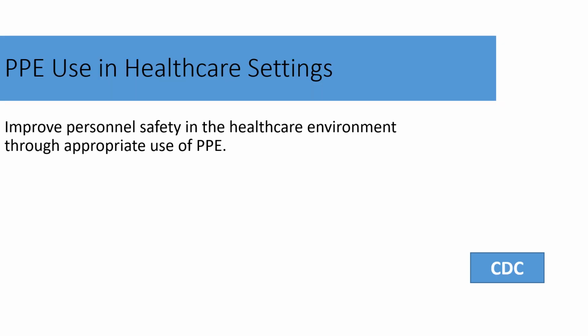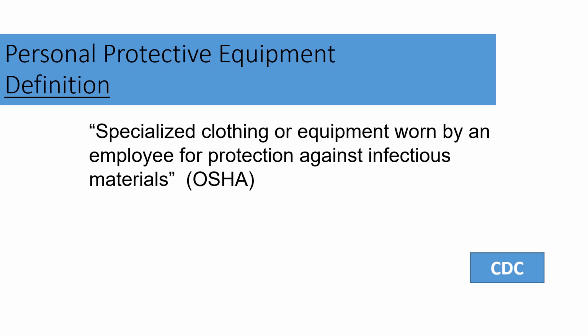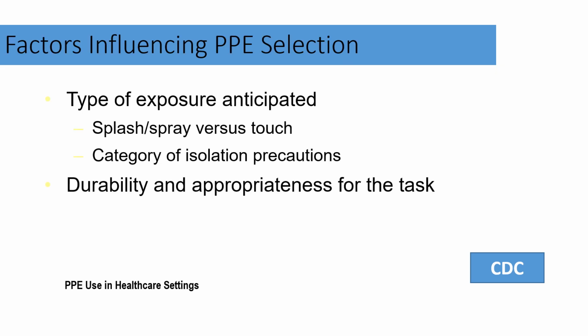What are the guidelines to improve personal safety in the healthcare environment through appropriate selection and usage of PPE? It should involve the correct sequence of specialized clothing or equipment worn by employees. As per OSHA recommendation, training and administrative controls, engineering controls, work practice controls, and personal protective equipment controls should be among the hierarchy in health settings. Factors that influence PPE selection depend upon the type of exposure, such as splashes, the category of isolation precautions, and durability and appropriateness.